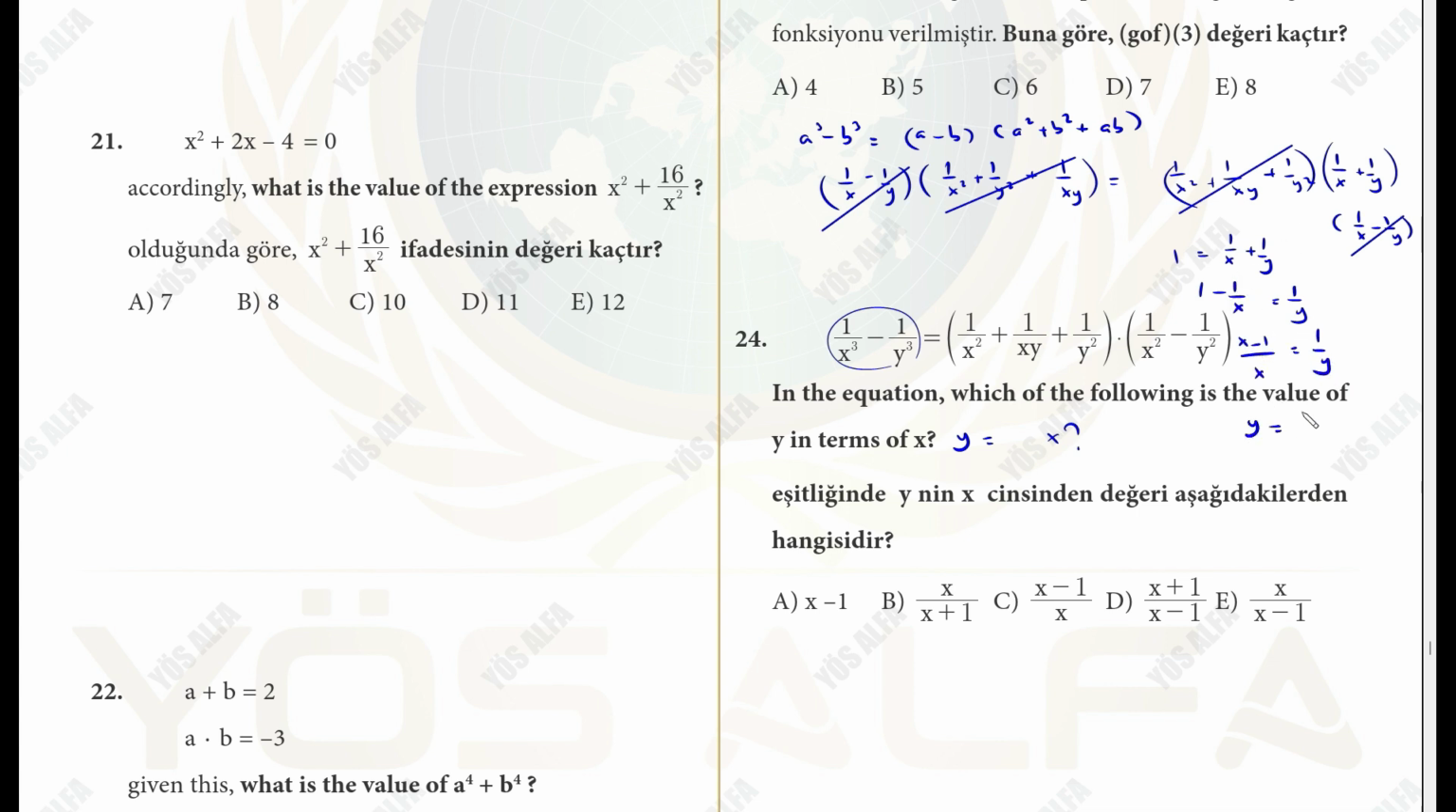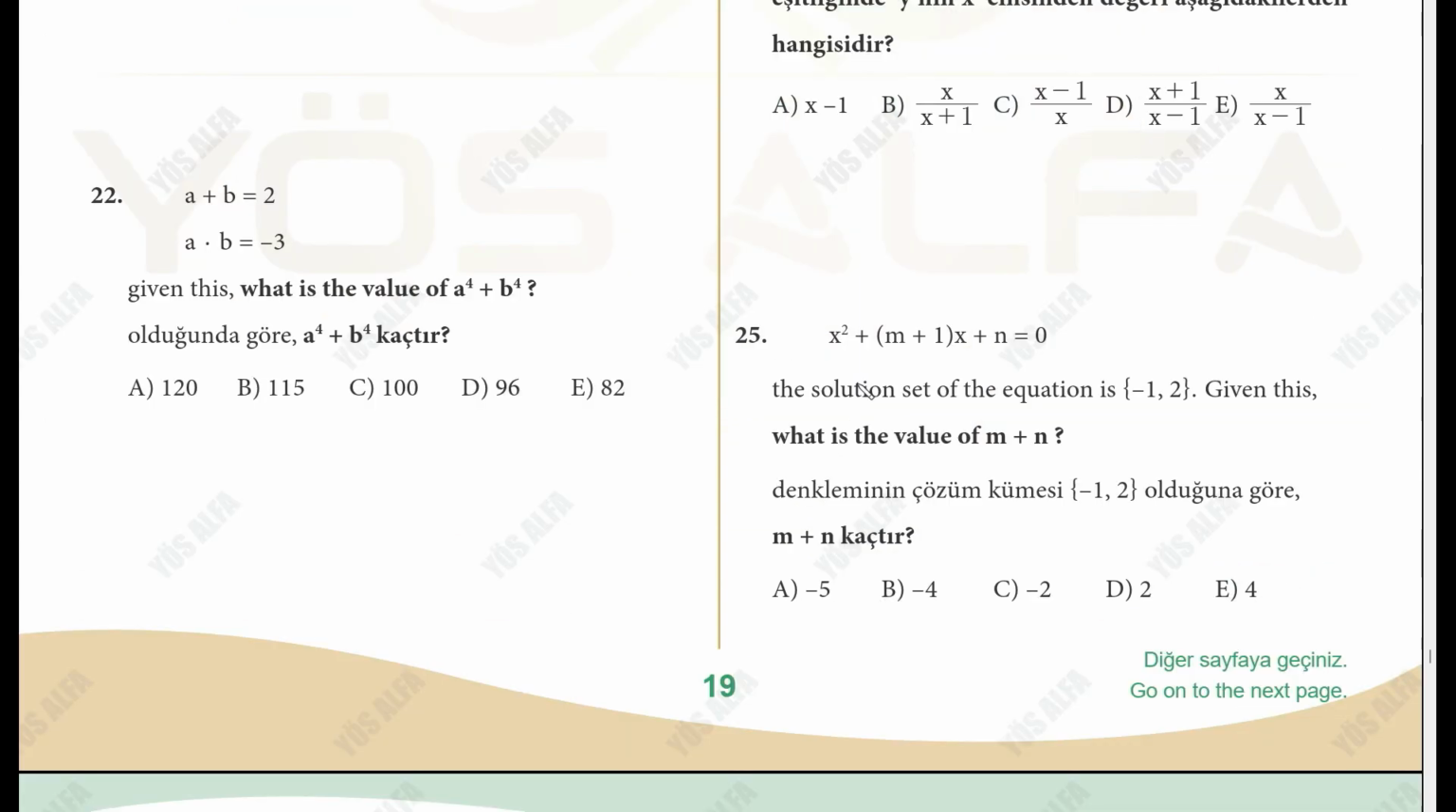From here we get y is equal to x over x minus 1. The answer is E. Number 25. The solution set of the equation is minus 1 and 2. Given this, what is the value of m plus n?